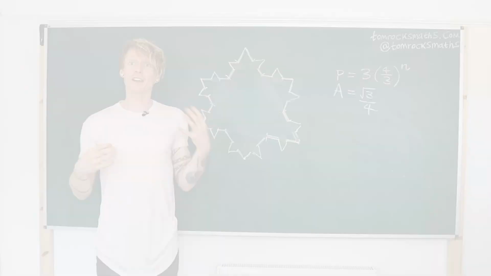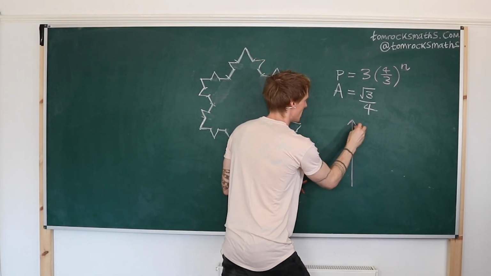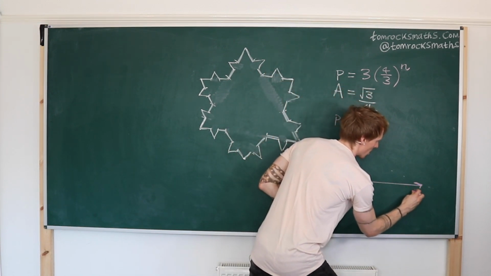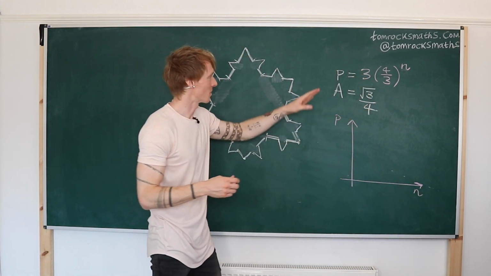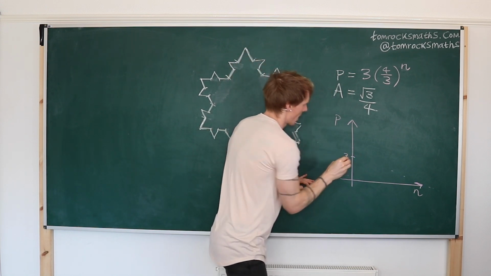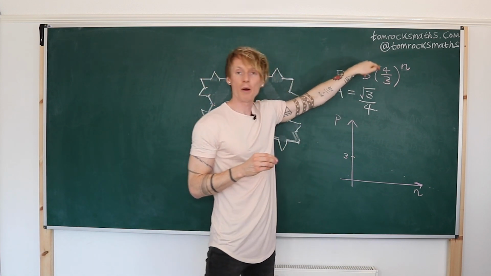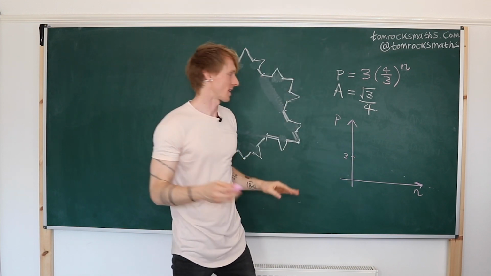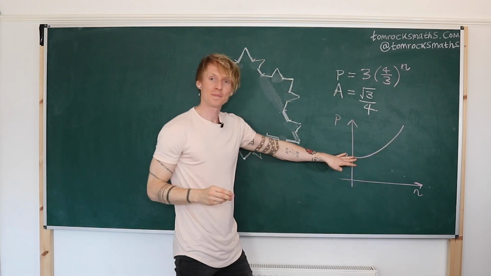If we now plot the graph of this function with perimeter p on the y-axis and number of iterations of our fractal generating process n on the x-axis, we've got 3, so it'll start at 3 when n is 0. And then as n increases, we get a larger and larger power of 4/3. And that will actually increase very quickly. So our perimeter will look something like this.